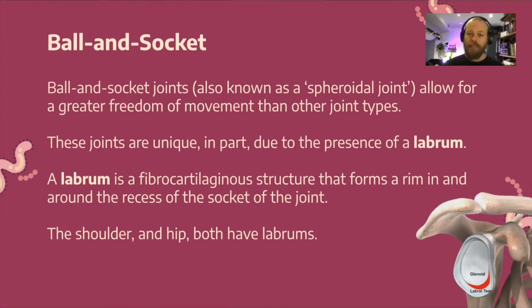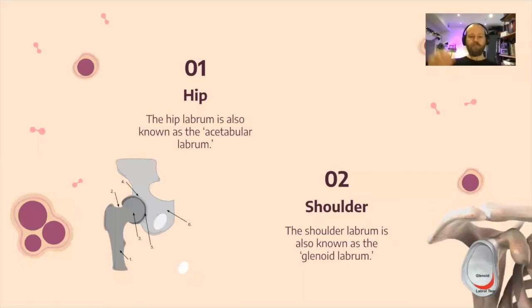A labrum is a fibrocartilaginous structure that forms a rim in and around the recess of the socket of the joint. It's one thing to say that, it's another thing to look at it, and so we'll show some pictures and look at that here in a little bit. Both the shoulder and the hip have their own labra. We'll look at pictures of those, where they're located, what they're called, etc.